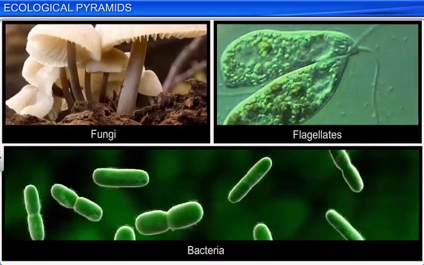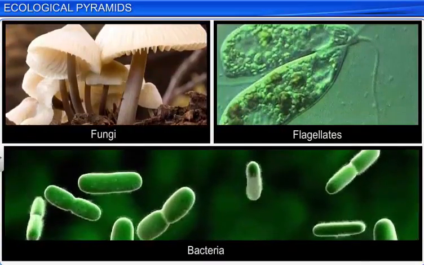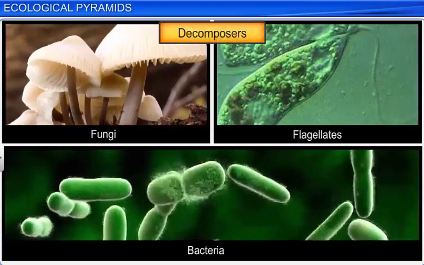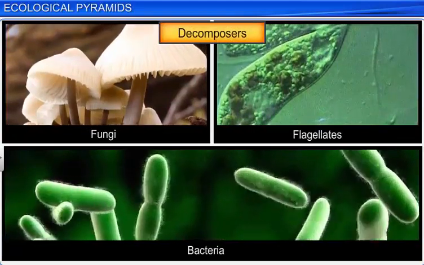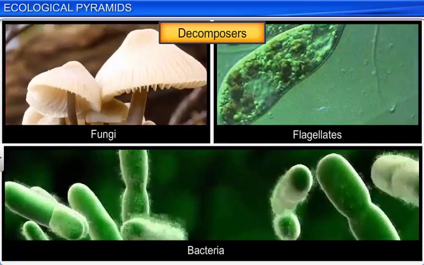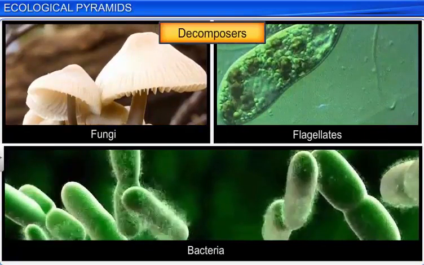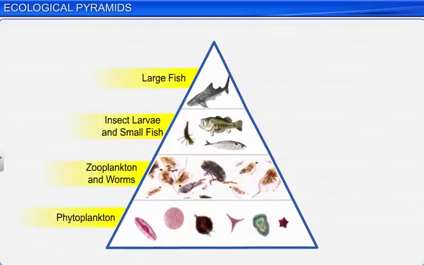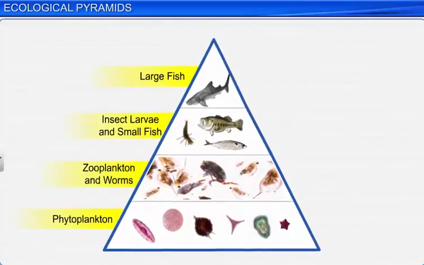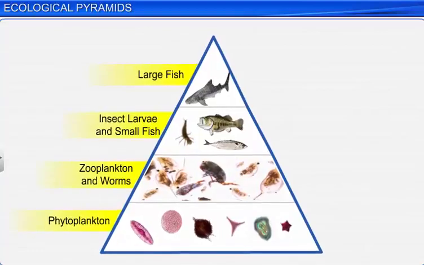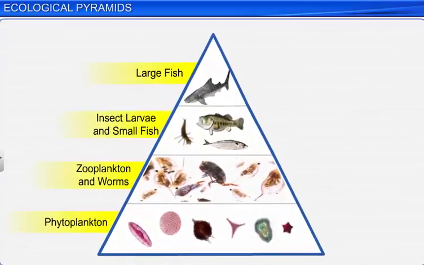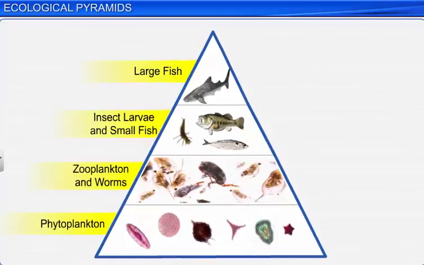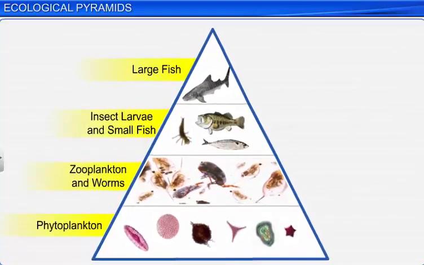Another limitation of an ecological pyramid is that it never takes into account decomposers or saprophytes, though they play a significant role in an ecosystem. In general, an ecological pyramid shows the feeding relationship between groups of organisms and also depicts the amount of biomass or energy present at various trophic levels in an ecosystem.